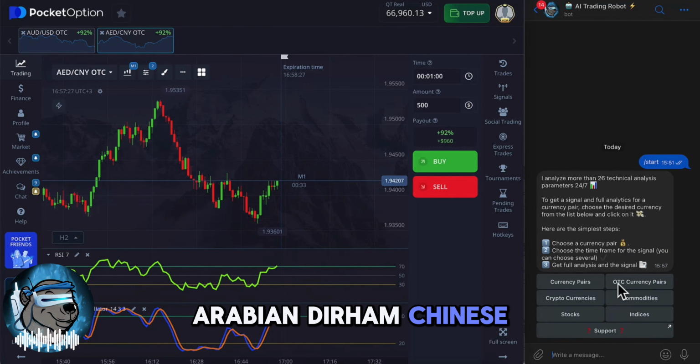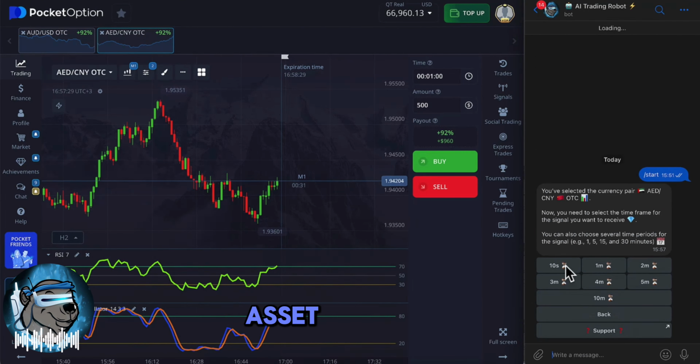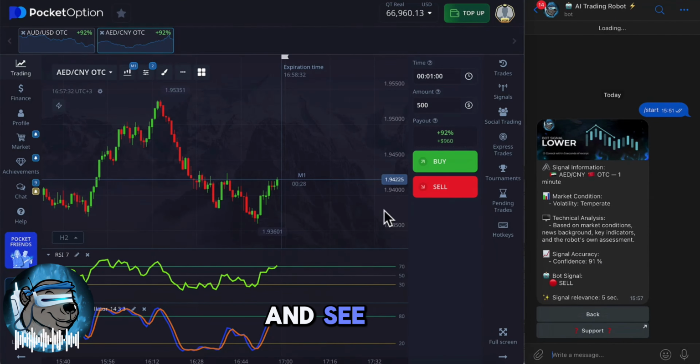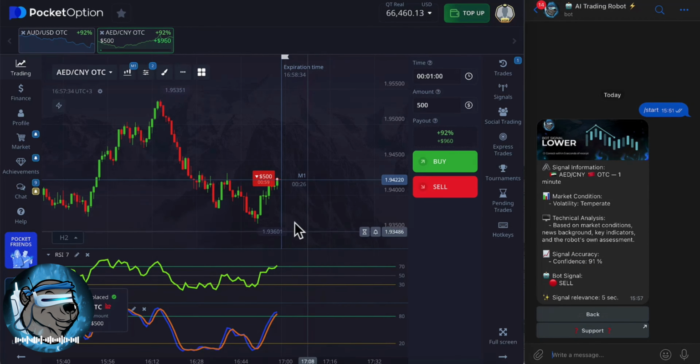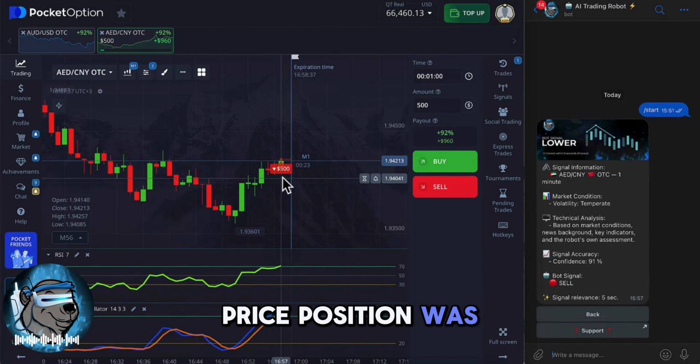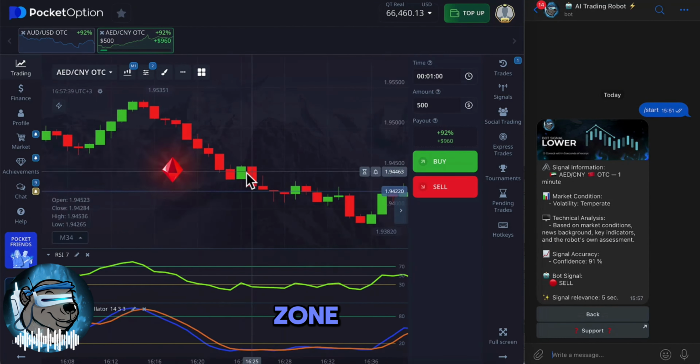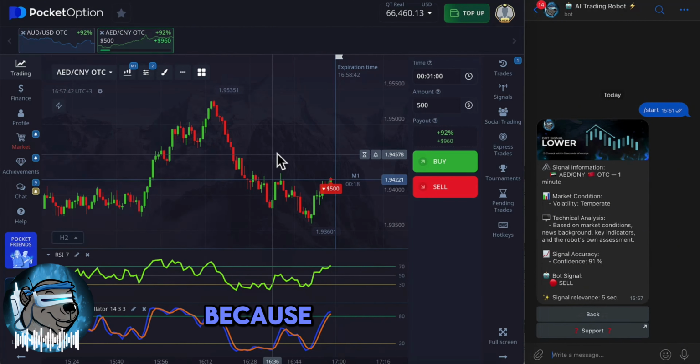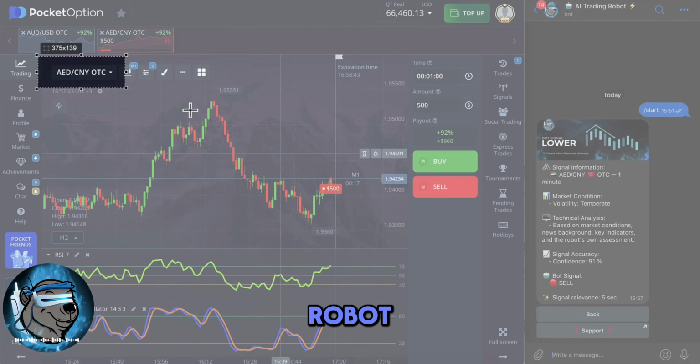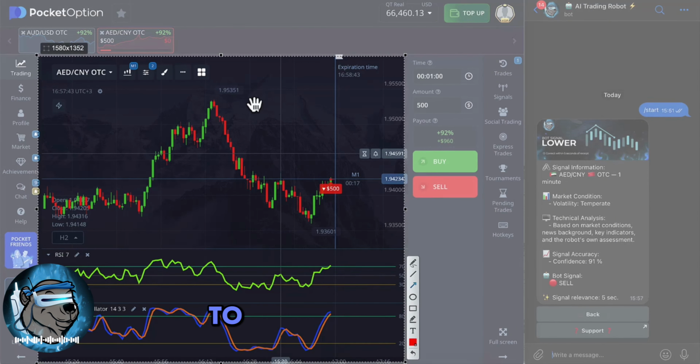Arabian dirham, Chinese yuan. We select this asset, start the signal for 1 minute and see that we need to open a sell trade. Even though the price position was at the very top in the peak zone, I still open a sell trade because I completely trust the trading robot. Let's pay attention to what's happening here. We see a good drop in the price.